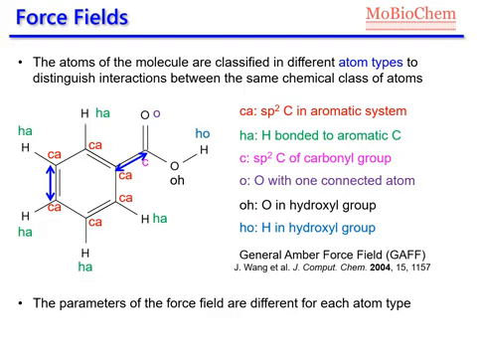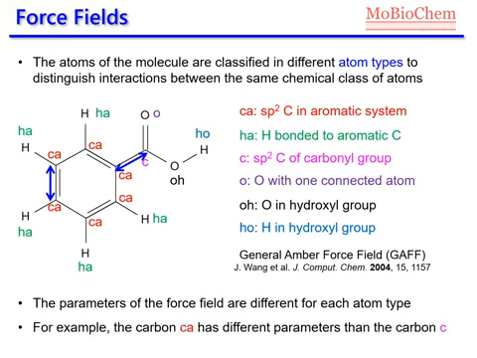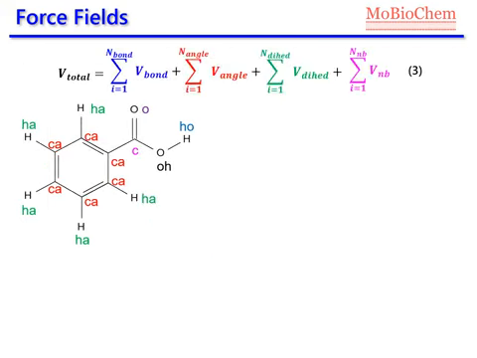So we have already our atom types. As I said, this is arbitrary. And now we need to know the parameters for each atom type to compute the potential energy in our system. For example, the carbon atom Ca here will have different parameters than the carbon atom C here. And in this way, we will be able to distinguish between this carbon-carbon interaction and this carbon-carbon interaction. Okay, so now let's have a look at each of these potential energy terms in equation 3.